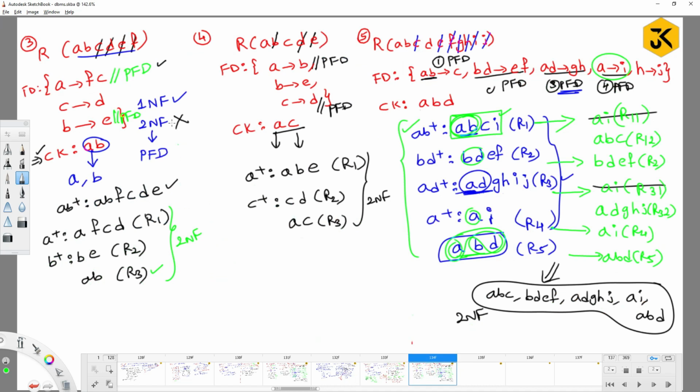Next, if we take the third example, we have already found 2NF relations: R1, R2 and R3. Is there any kind of transitive functional dependency here for R1?